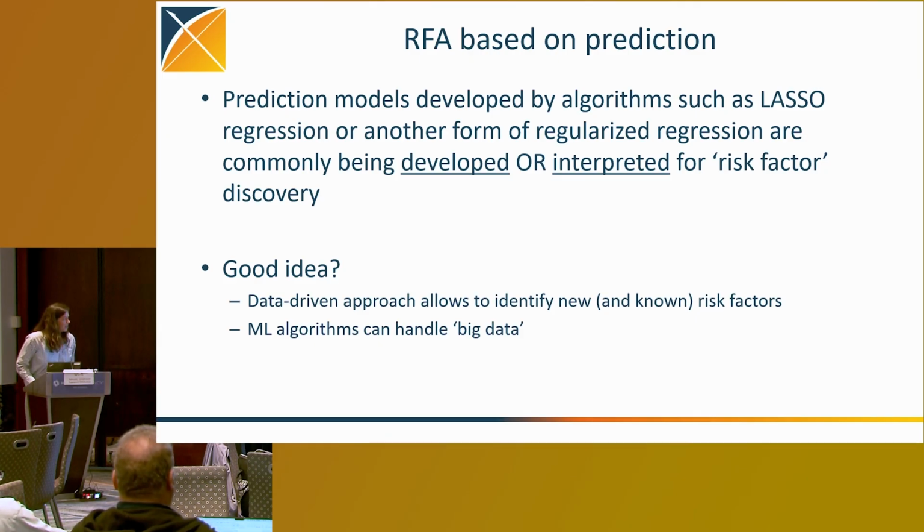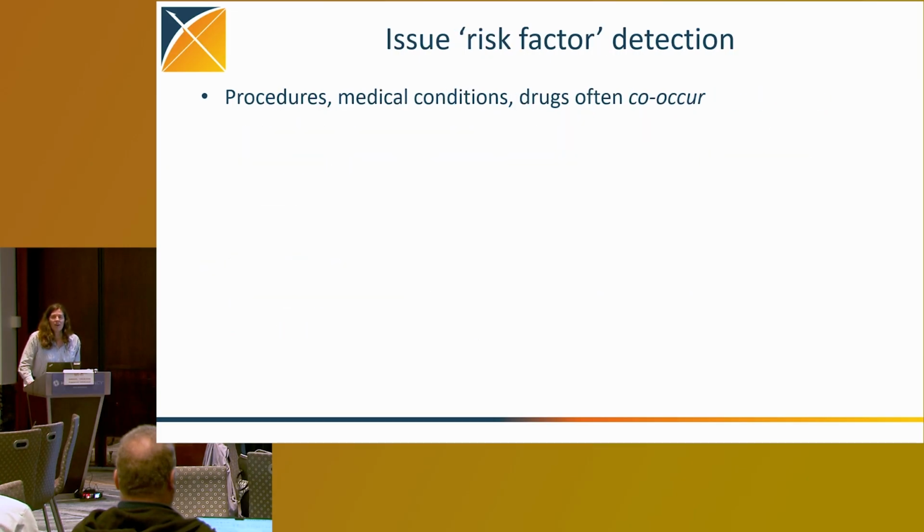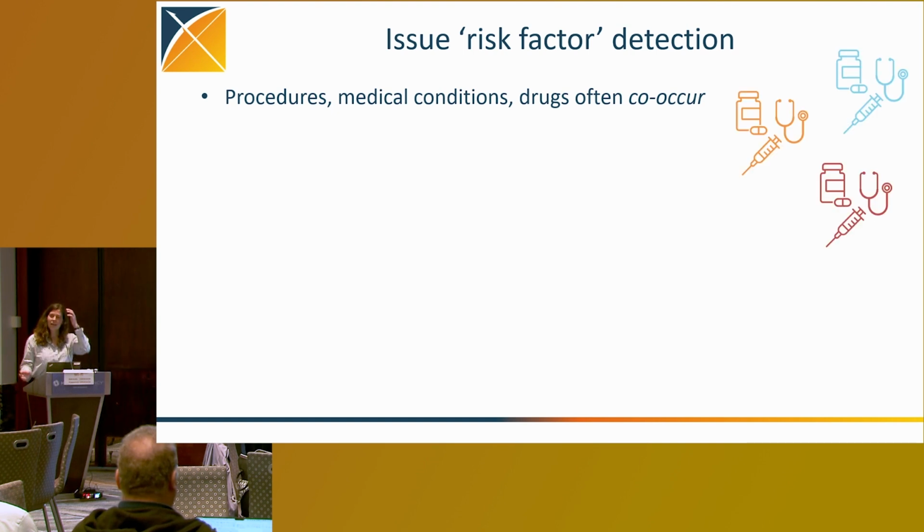Of course, I'm giving away some of the message here, but there are also reasons why you might think this is a good idea. So why is it a good idea? Well, a large-scale, data-driven approach really allows us to identify new risk factors. Machine learning algorithms are known to handle big data very well. They can learn patterns from the data and identify some variables that are important. So there are also good reasons to think that this is a good strategy.